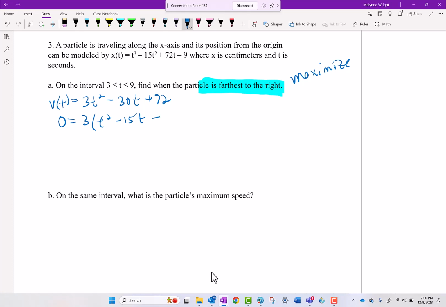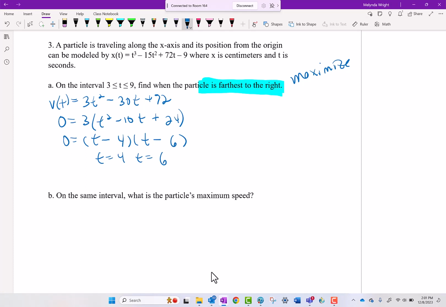Yes, ma'am? 10. Oh, yeah, thank you. All right, here we go. So I don't like big numbers, so I would just take the 3 out. Because, you know, numbers are hard, right? Coming from a calculus teacher, right? Okay, so let's see. The sign's positive. What do we have? 4 and 6. Yep. So we've got t is 4 and t is 6. Okay, so those are our critical numbers.